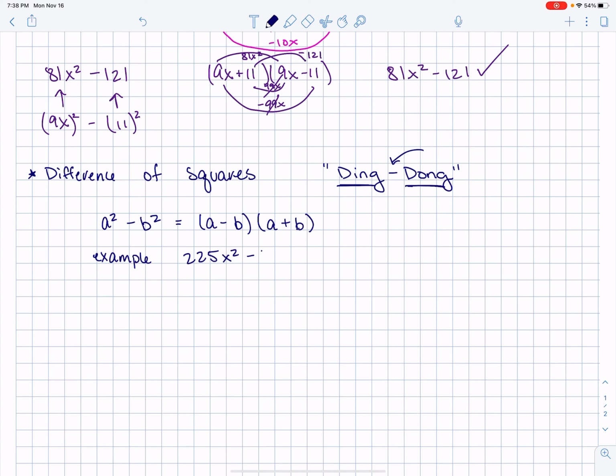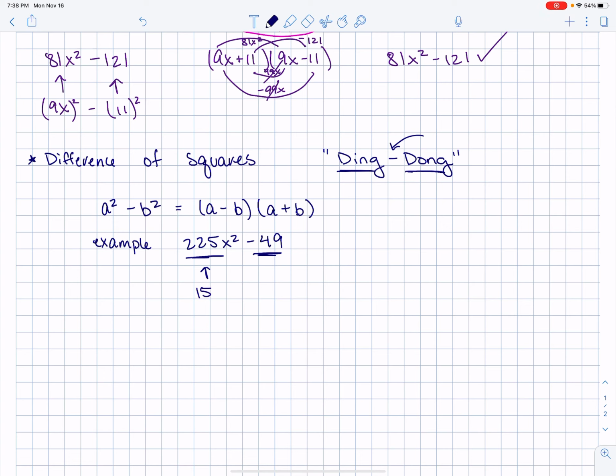squared minus 49. Both of these have perfect squares. 225x squared's perfect square is 15x. 49's square root is 7. So let's go ahead, let's factor this guy. First step first, plus and minus. Now take your perfect squares, 15x plus 7 and 15x minus 7. And that, sorry, these aren't written very clearly, is your factored form right there.